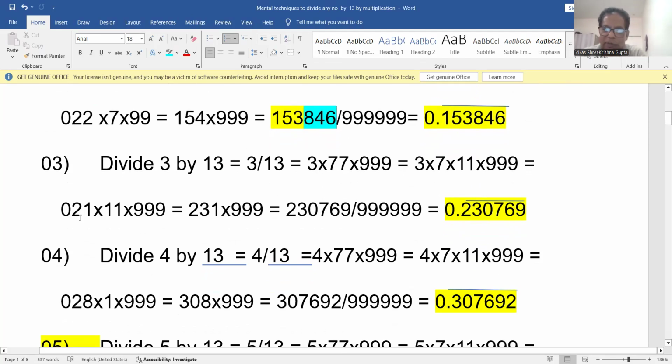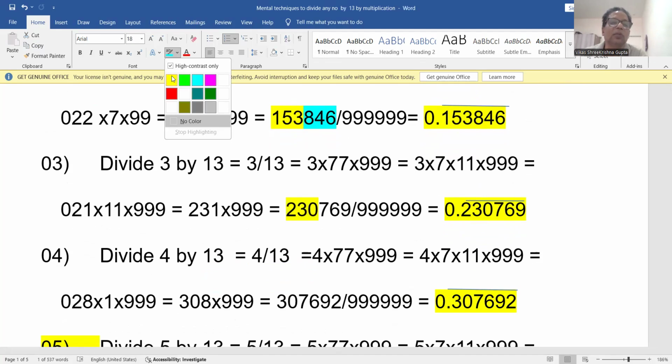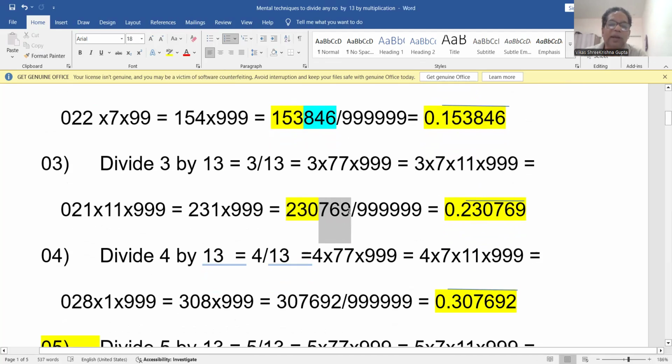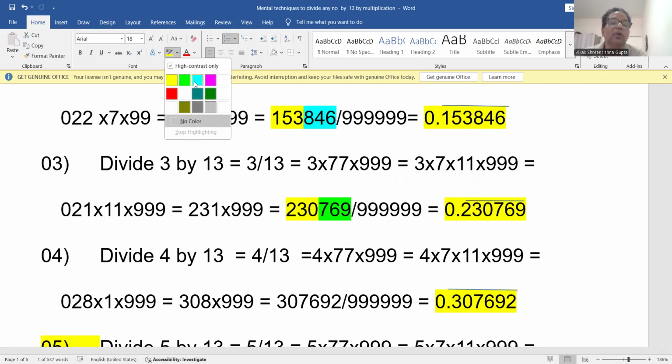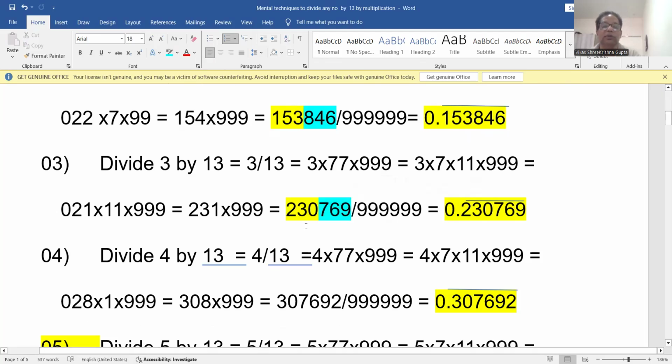I write 021 because I had a 3-digit number, into 11. Into 11 means 2 plus 1, 3. I write 231, and then I multiply by 999. I subtract 1 from 231, I get 230, and then write the 9's complement of 230. 9 minus 2 is 7, 9 minus 3 is 6, 9 minus 0 is 9. This is the 9's complement of 230, and this is my answer, 230769.